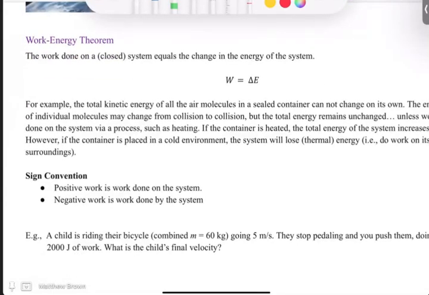That's about it. Just kind of a review of that. Now, the Work-Energy Theorem, right? This says that the work done on a closed system equals the change in the energy of the system.